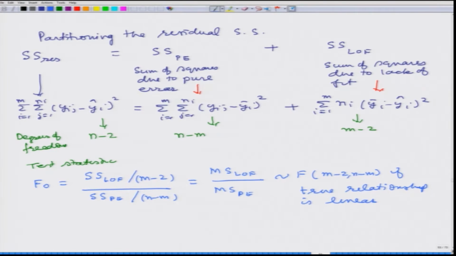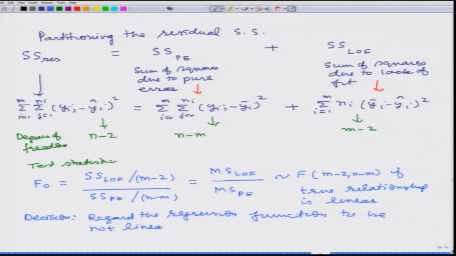So, in order to compute the lack of fit, what do we have to do? We simply have to compute the statistic f naught, and then we have to make a decision: regard the regression function to be nonlinear if f0 is greater than the tabulated value of f at alpha level of significance with m minus 2 and n minus m degrees of freedom, where alpha is the level of significance. Right. Okay.